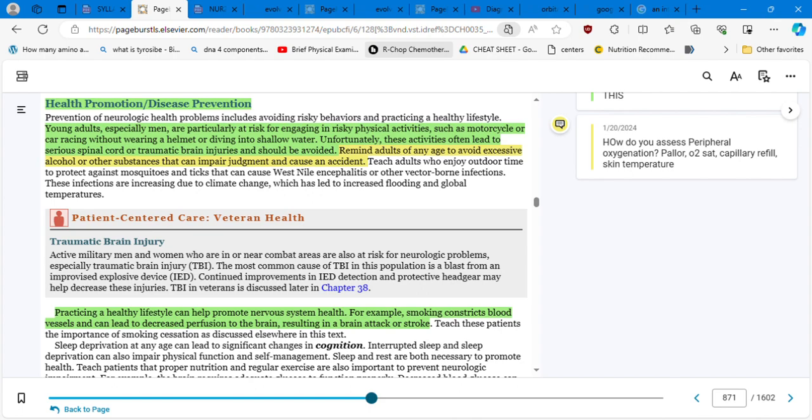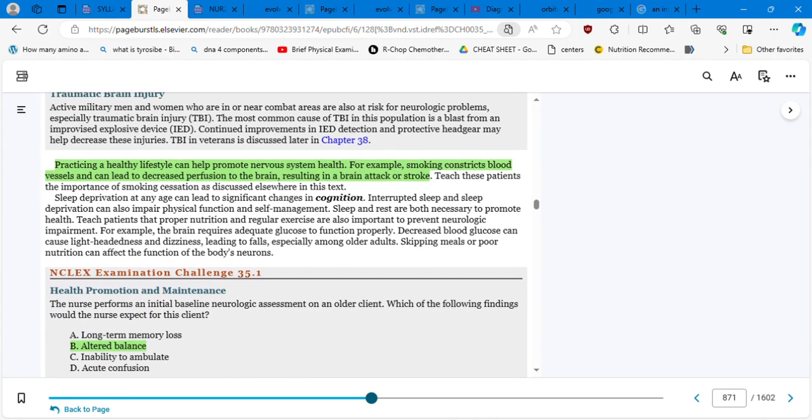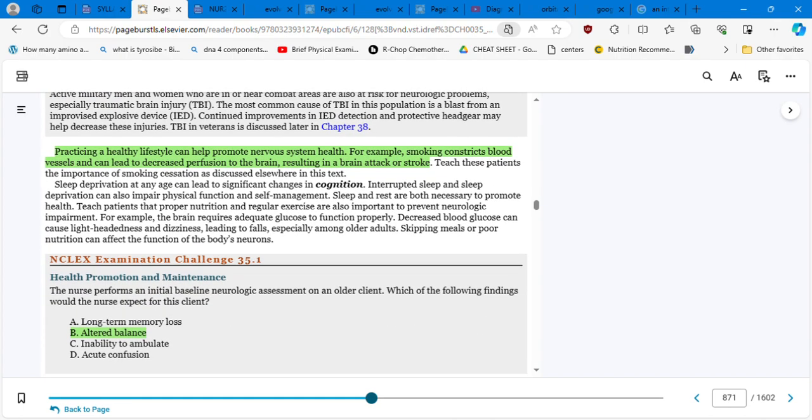Remind adults to avoid excessive alcohol or other substances that can impair judgment and cause any type of accident. Okay. Practicing a healthy lifestyle can help promote nervous system health. For example, smoking constricts blood vessels and can lead to decreased perfusion to the brain, resulting in a brain attack or stroke. So if you have any family member smoking at this point, you should try to get them out of this habit.